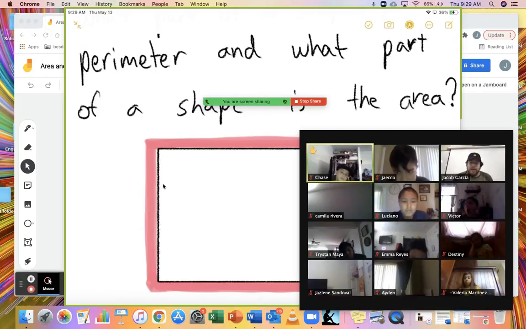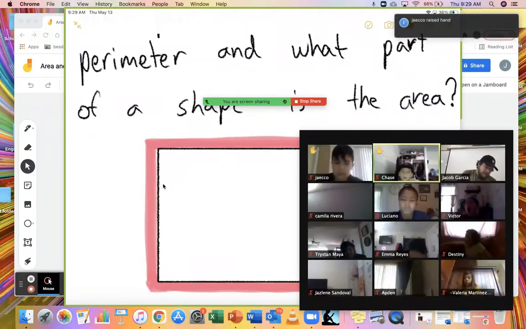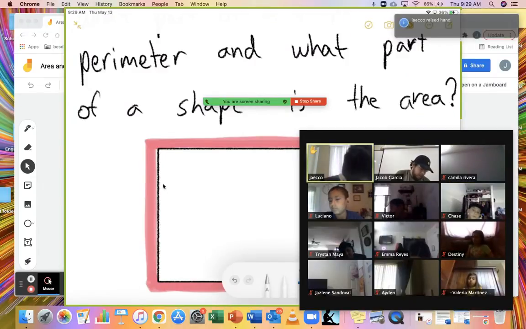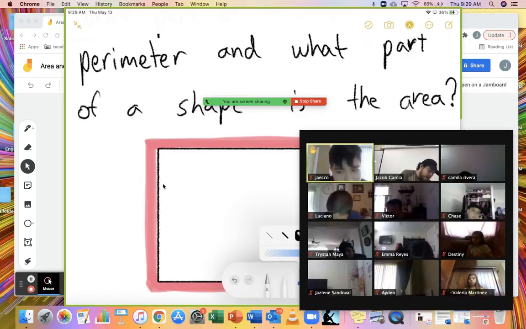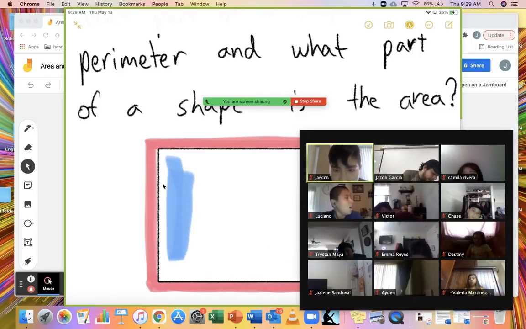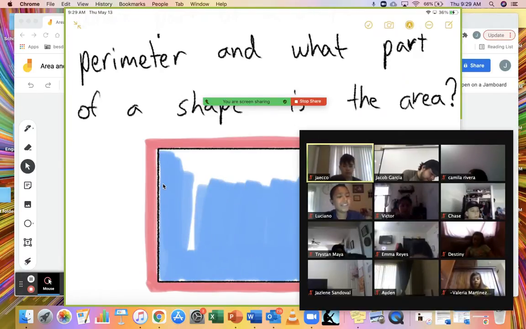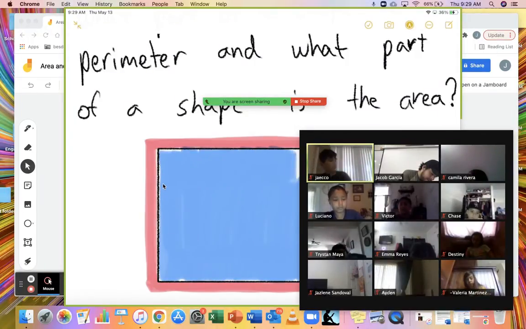Okay, and then we have Jaco. Jaco, what is the area of the shape? The inside. Thank you. How big is it on the inside? That's what area is. It's how big is the shape on the inside. So for this rectangle right here, it is this part in blue. Perimeter is red. Area is blue.